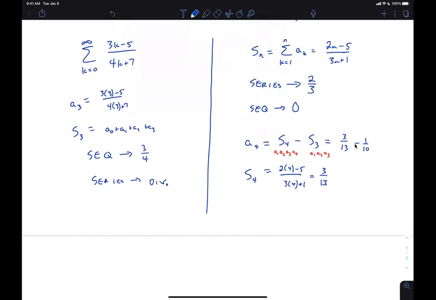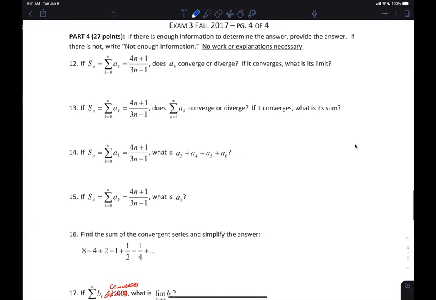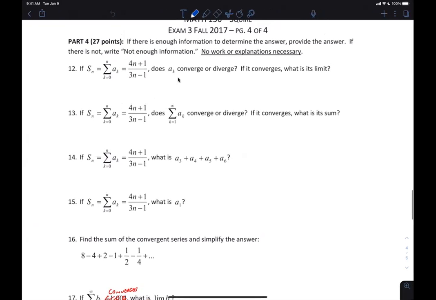Okay, so let's go back and look at these. Here, remember it starts at 0. I'm going to give you a minute or two to actually try 12 through 15. See if you can try those and then check them with me in just a minute. This is different numbers than what I just had on that other screen, but remember this is Sn, not Ak. So this is telling you about the series, not the sequence.